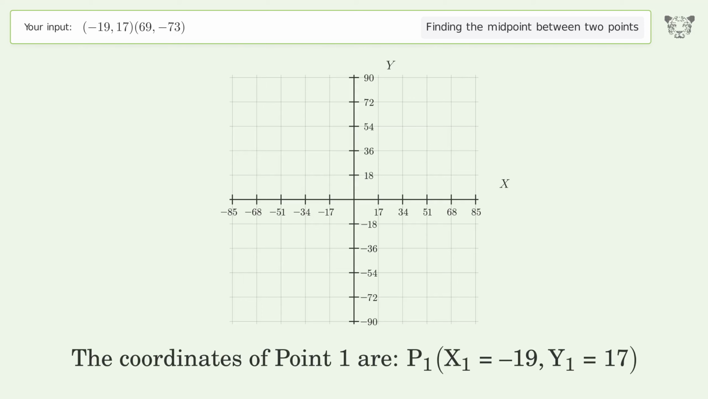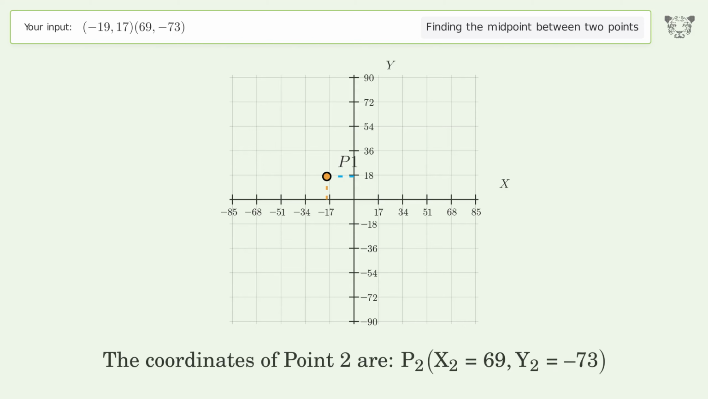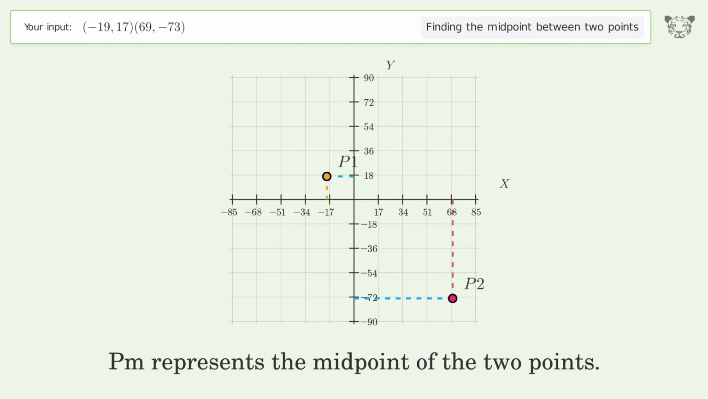The coordinates of point 1 are x1 equals -19, y1 equals 17. The coordinates of point 2 are x2 equals 69, y2 equals -73. PM represents the midpoint of the 2 points.